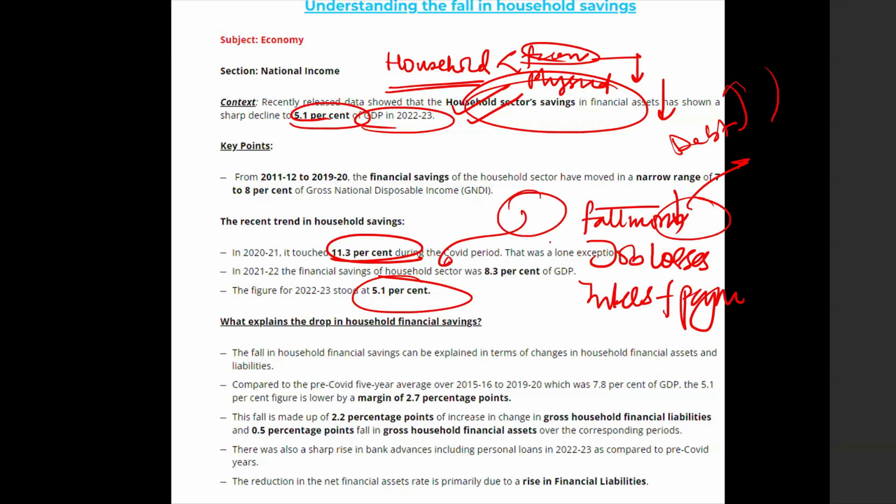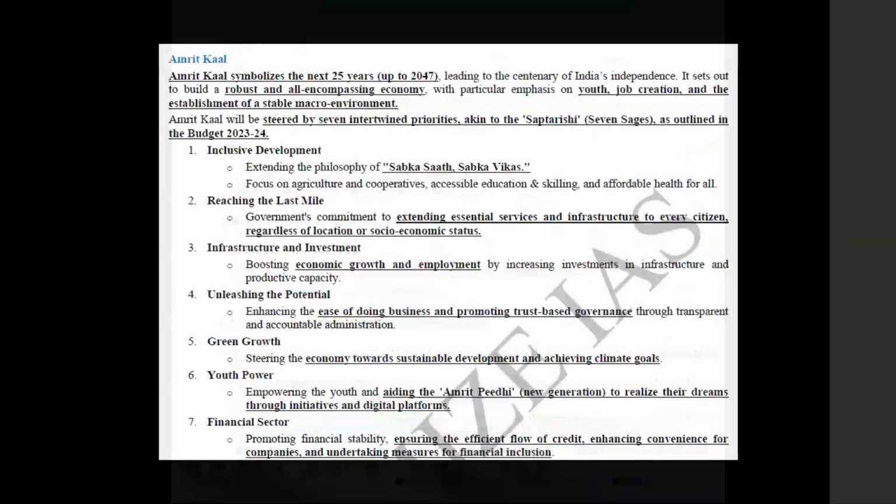Okay, so this is just basic things. They may ask you, okay, very, very important. You can see here, the reduction in financial savings is because of rise in financial liabilities. So loans are increasing. People are taking more loans. I hope you must have taken some loan. Fintech companies nowadays, they give very easy loans. Okay, so this may be one of the reasons.